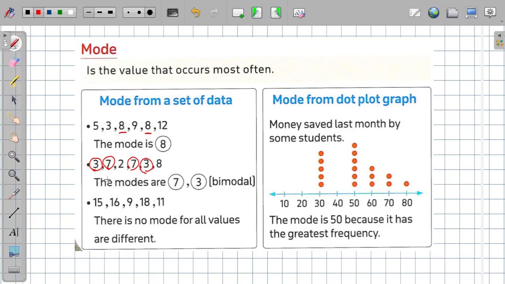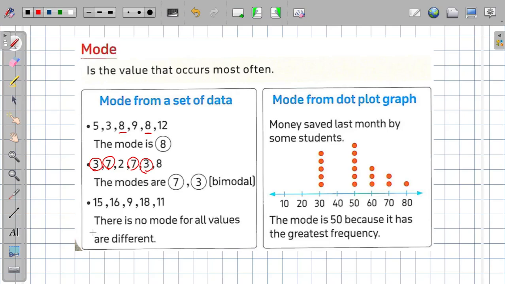Okay? Here I have 15, 16, 9, 8, 11. I think I have no mode because I don't see any value that occurs most often; every value is repeated just one time. So there is no mode because all values are different.